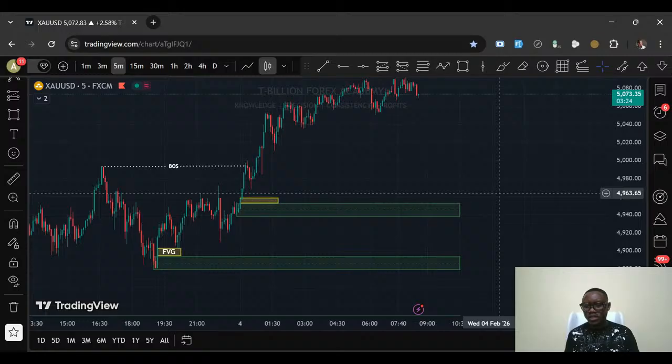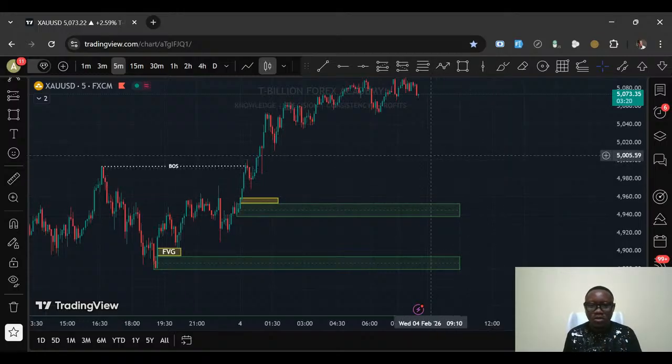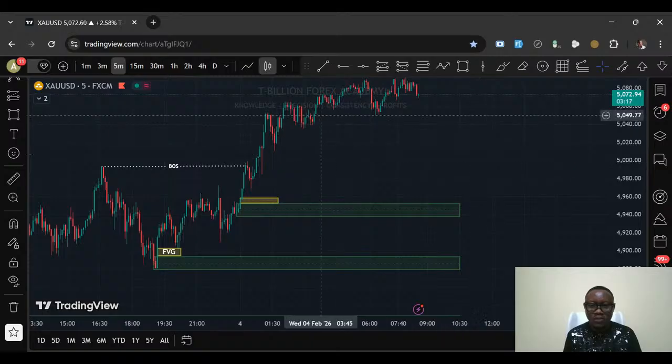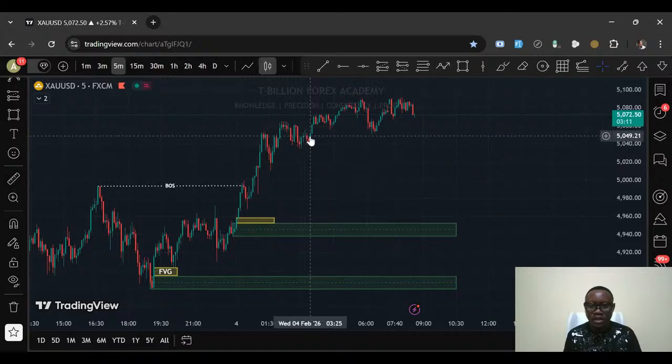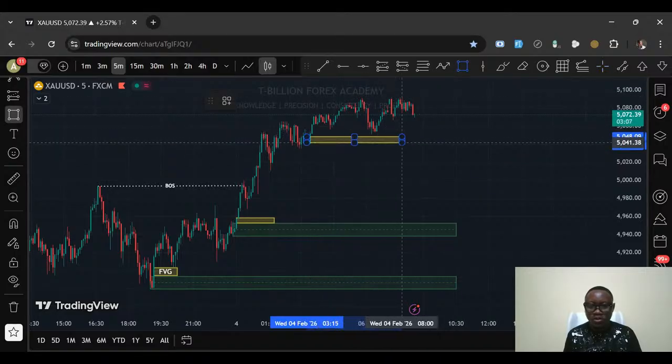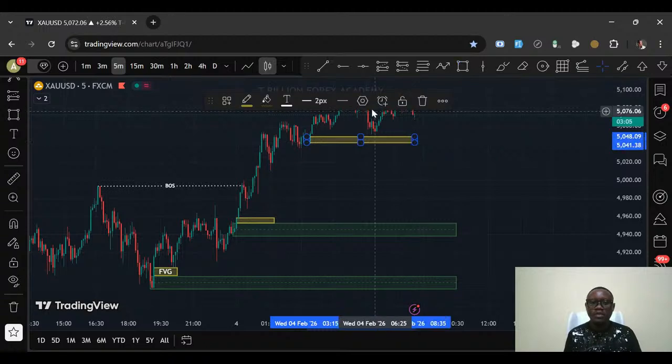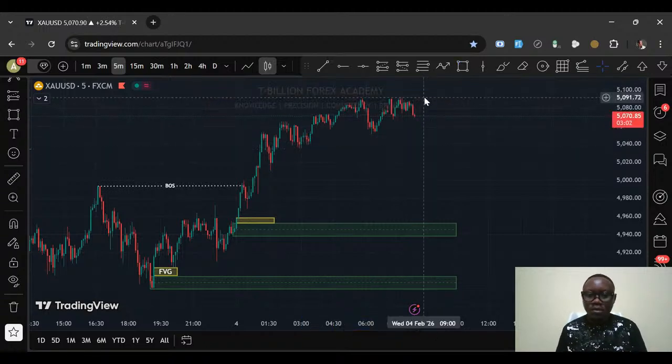Okay, so that's it with our other block zones. Okay, on XAUUSD, this has been tapped into here. So the current reaction is price is currently reacting at this zone, this one. Okay.